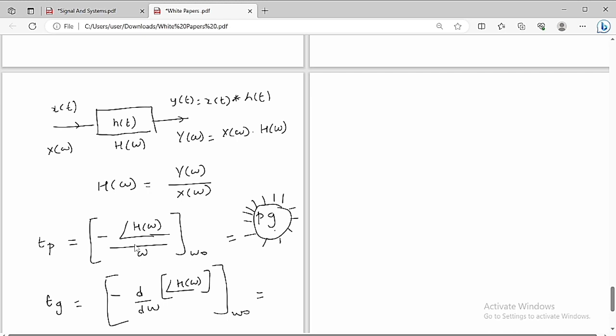So to remember, the shortcut is PG: post graduation.